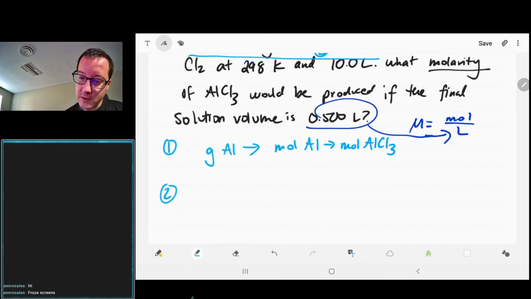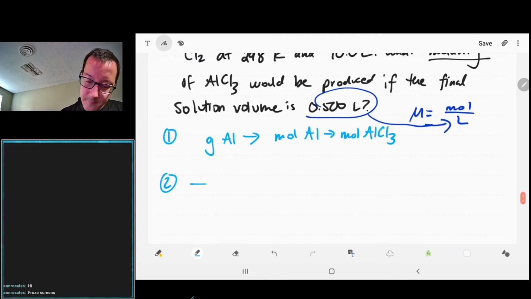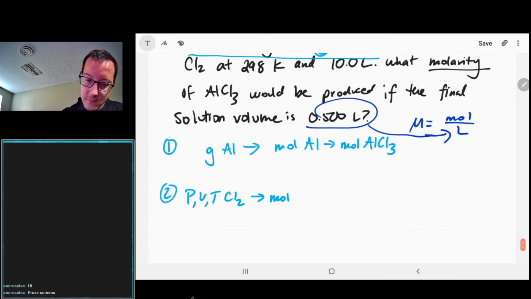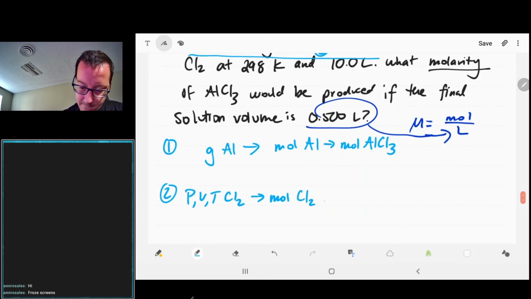For our second one, we're given gas stuff for chlorine, which we can then convert. And then both of those numbers we can plug into our molarity. So let's go ahead and see what the conversion factors are going to be.